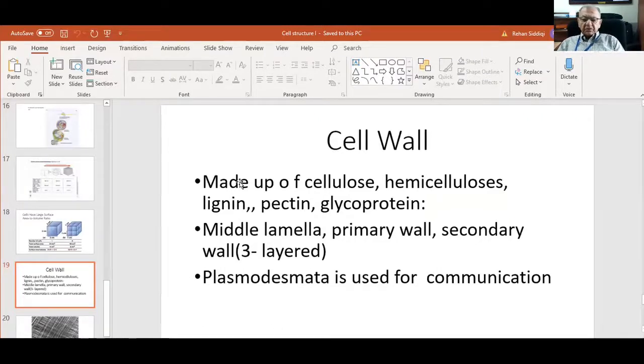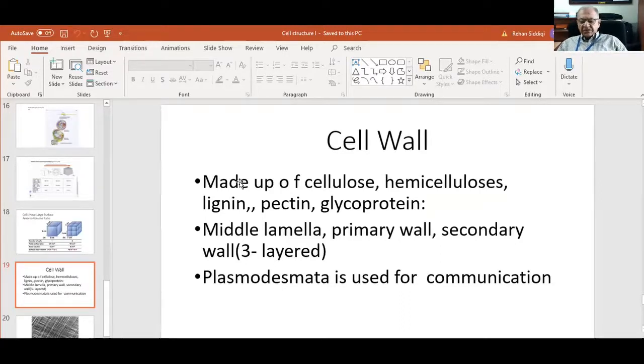This is the outermost layer of the cell, and this is made up of cellulose, hemicellulose, lignin, pectin, and glycoprotein. So you should have some idea about the major types of compounds which are found in the cell. Carbohydrate is one of them. And these are all carbohydrates: cellulose, hemicellulose, lignin, pectin, glycoprotein. This is the chemical composition of cell wall.